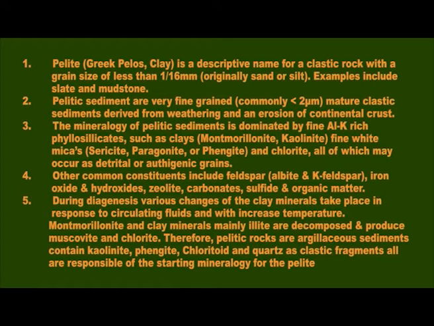Fifth, during diagenesis, various changes of the clay minerals take place in response to circulating fluids and increasing temperature. Montmorillonite and clay minerals, mainly illites, are decomposed and produce muscovite and chlorite. Therefore, pelitic rocks are argillaceous sediments that contain kaolinite, phengite, chloritoid, and quartz as clastic fragments. All are responsible for the starting mineralogy of the pelitic rocks.